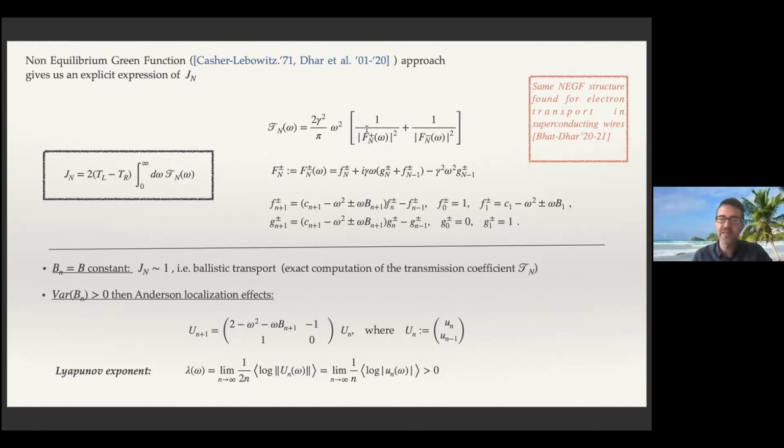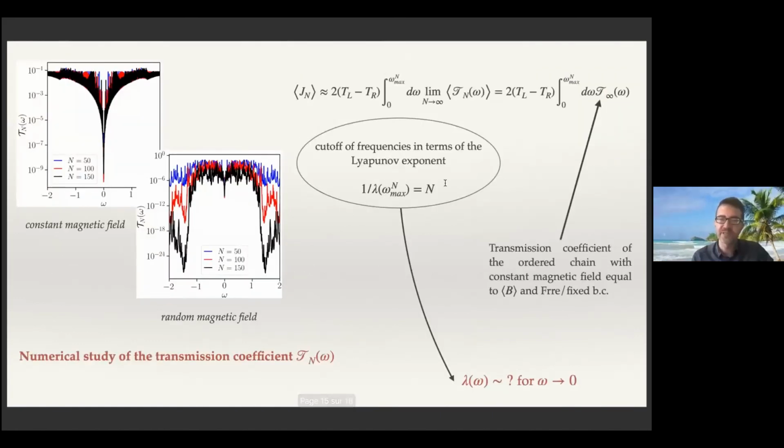So it means that this is exponentially small in n with some prefactor which is given by lambda of omega. So in this equation, you have some exponential of minus n lambda of omega. So you can cut everything for which n times lambda of omega is sufficiently large. It is the reason for which we introduce this cutoff, which is given here. Okay, thanks.